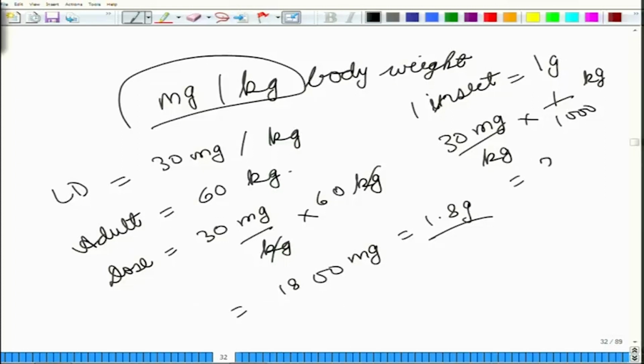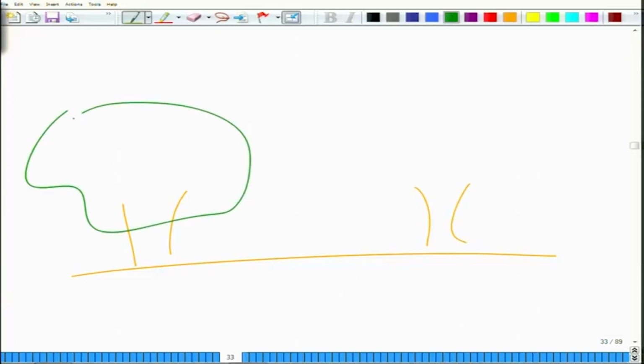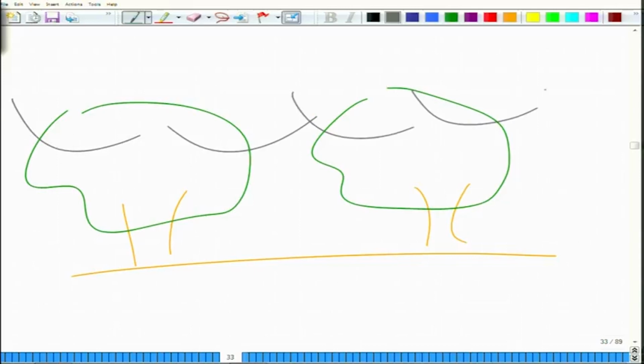So, that will be only 30 micrograms of this particular insecticide or this particular toxin will be sufficient to kill one organism. So, now in the case of these poisonous substances, you can have a wide range of mortality. So, for instance, if you have an environment, let us just say talk about a forest region. Now, in this forest area, suppose this particular toxin gets released.